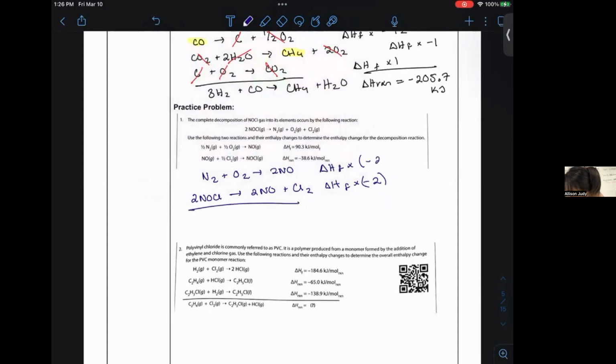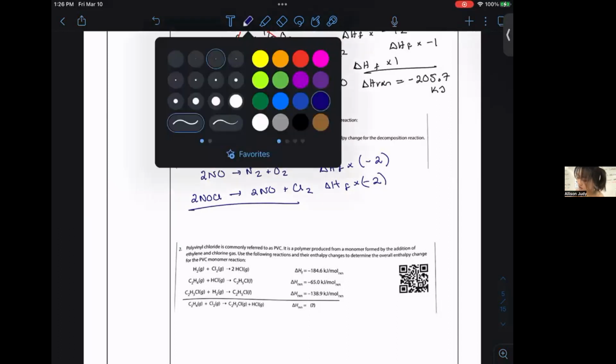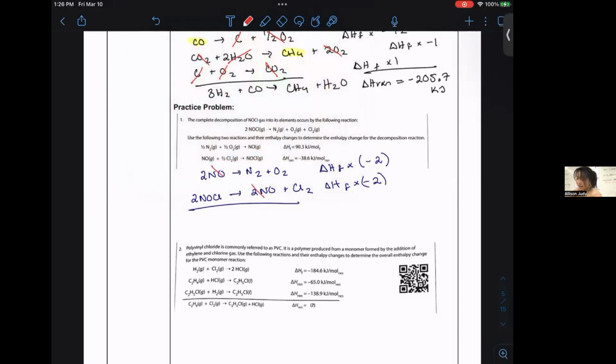So it becomes times -2. So let's flip. Wait, why are we flipping the first reaction? Because it doesn't work. The NO, N2 is on the wrong side. Okay, so that means now you should get that your NOs cancel. And now you have what you want.